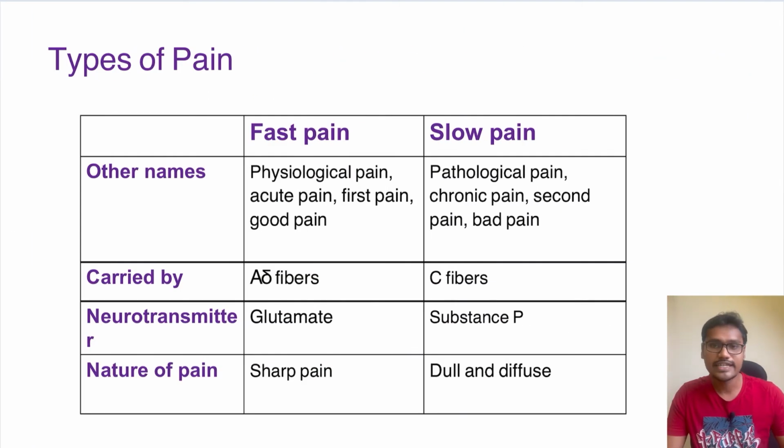Now coming to the types of pain. All of us know that whenever you touch any hot object, we immediately withdraw. Suddenly we feel a pain. That is called fast pain. That immediate withdrawal is needed, so fast pain is created in the body.